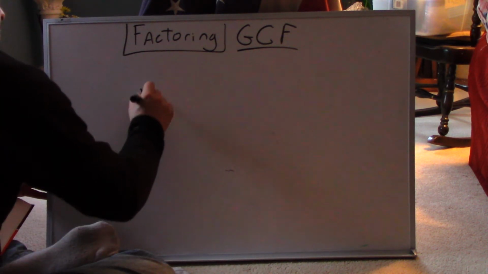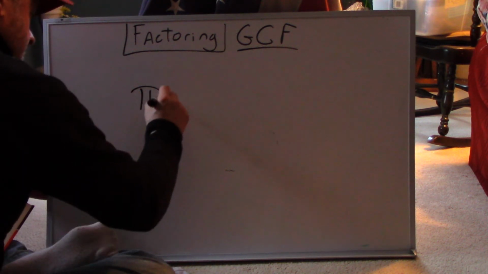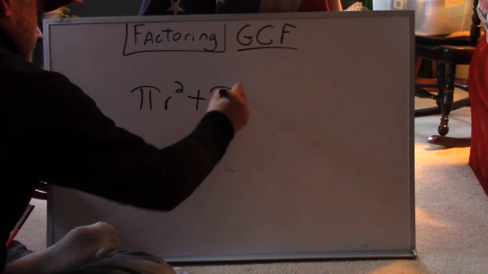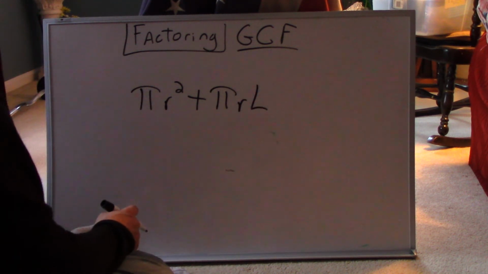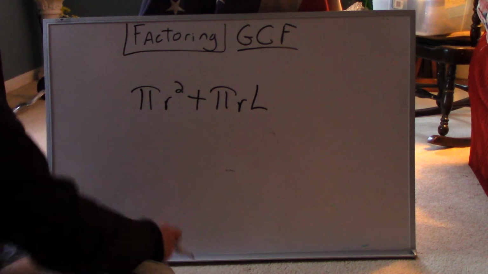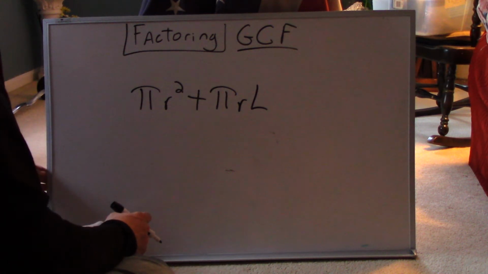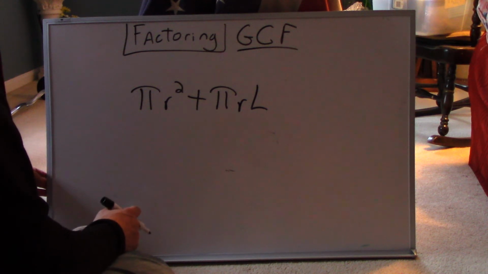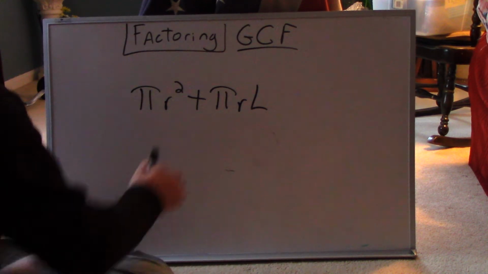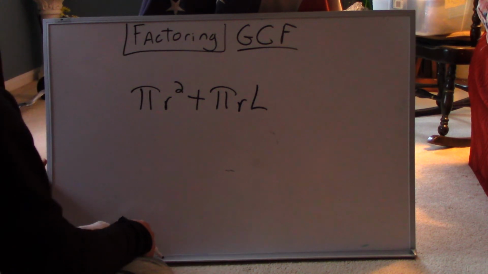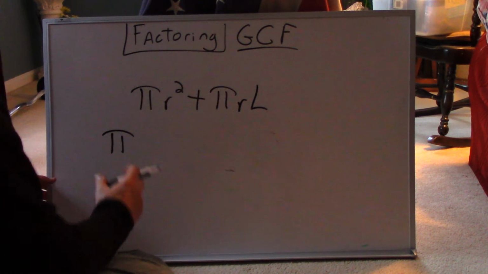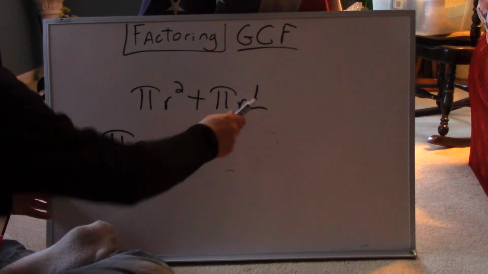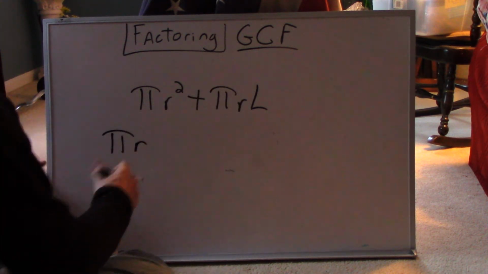Here's one that some students go crazy with, but pi r squared plus pi rl. So it's all variables with two symbols, the pi's. Anyway, we don't have numbers here except for the ones in front that are invisible, but they're really there. So what could go into pi and pi? Pi. What could go into r squared and r? R. What could go into L? L, but there's no L here, so you can't do it.